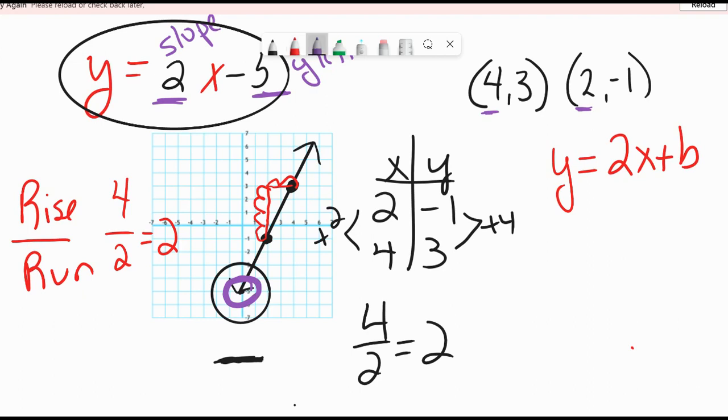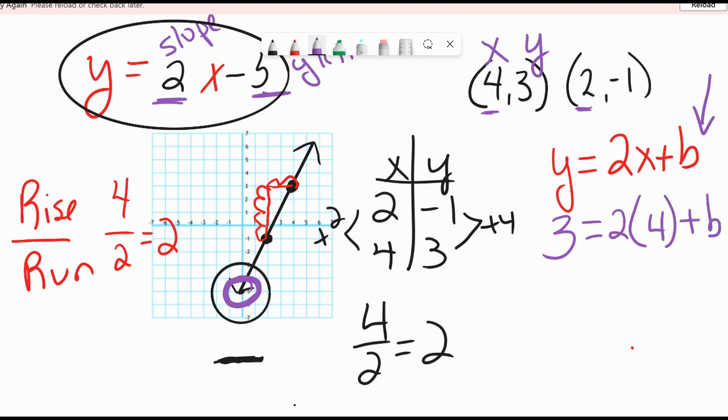Now remember that I want the y-intercept, and the y-intercept is the b. So I could take either one of these points above. I could take the 2, -1 or the 4, 3. I'm going to use 4, 3 because they're positive numbers, and I'm going to plug them into the equation. The 4 is my x, and the 3 is my y. So when I plug it into the equation, I'm going to plug 3 in for y, and then I'm going to plug 4 in for x, and now I'm going to solve for b.